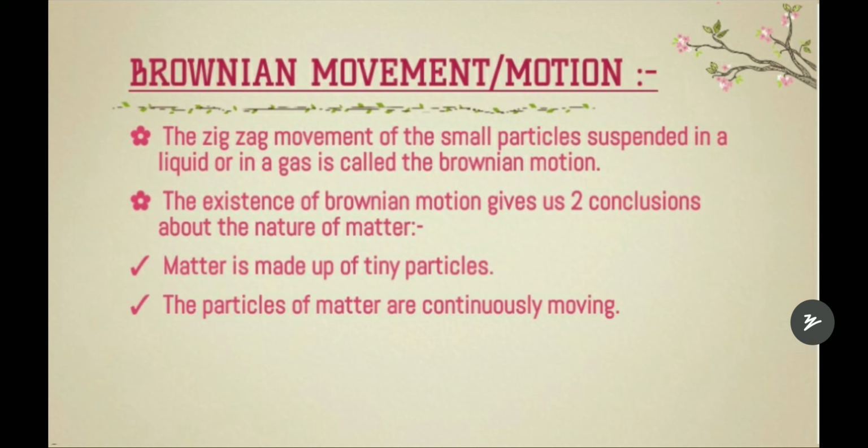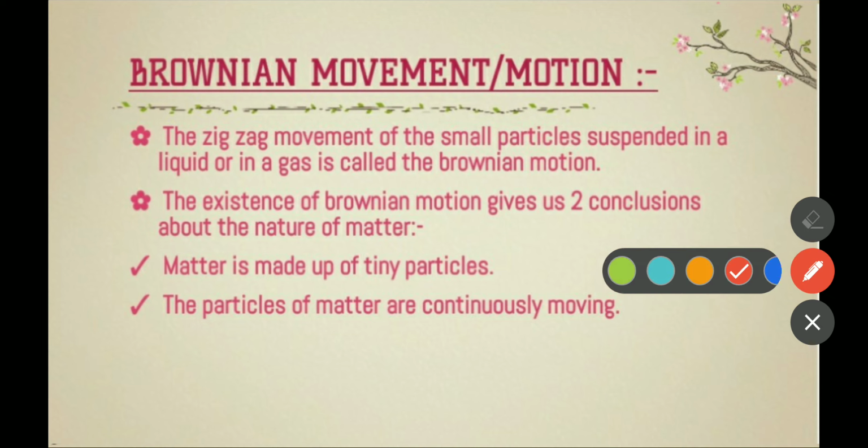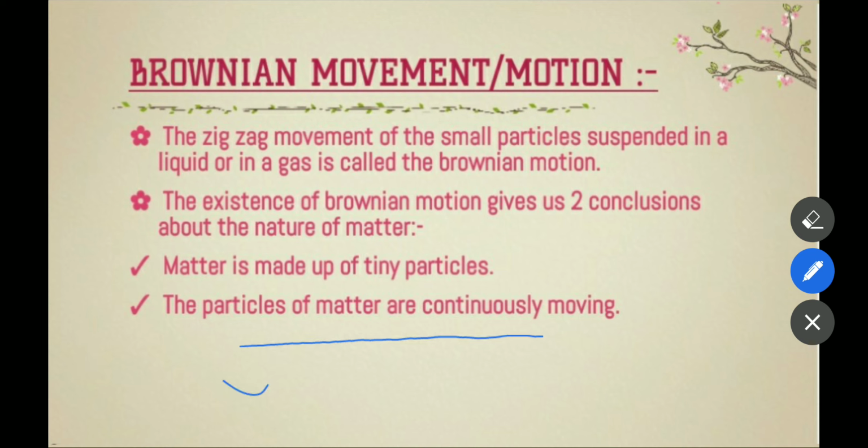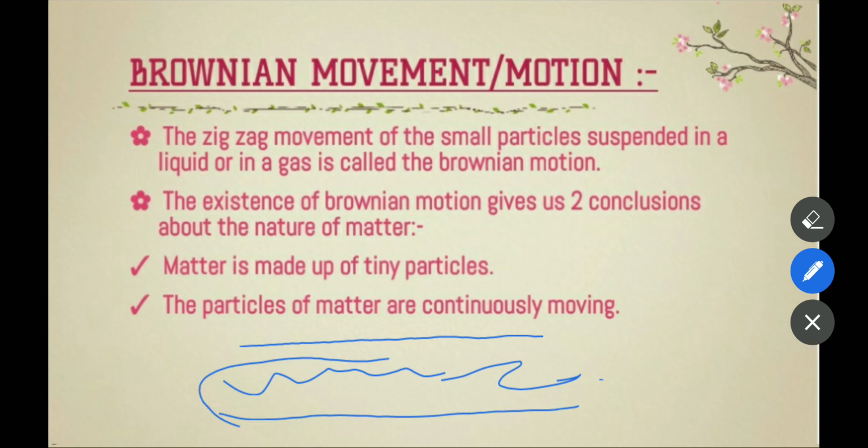Actually, the particles of matter don't have heads, or I think they don't have brains in their heads. So what would happen? They don't move in a straight way. I'll show you. This is a straight line, right? The particles of matter move in a zigzag way, like this and like this. So this zigzag movement is called Brownian motion. The zigzag movement of the small particles suspended in a liquid or in a gas is called Brownian motion.